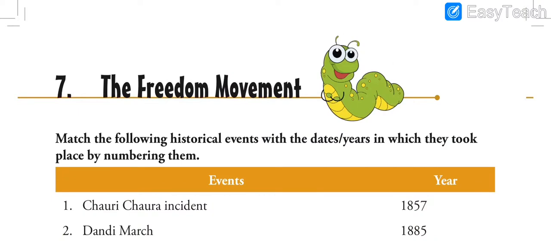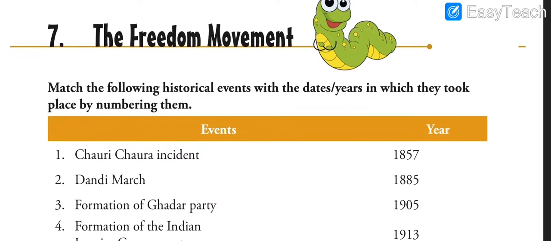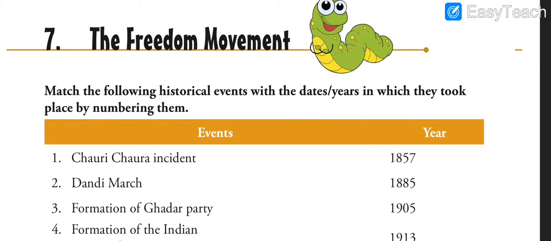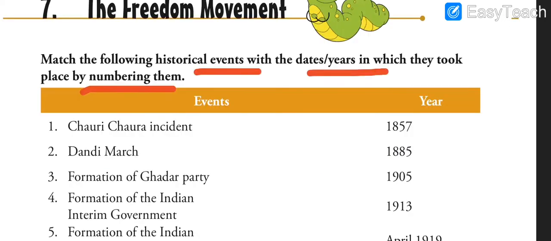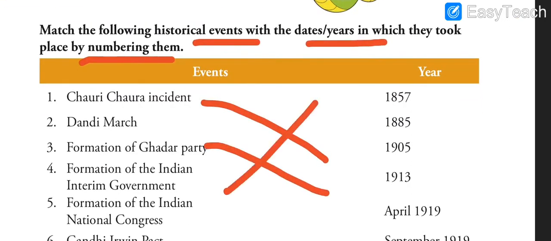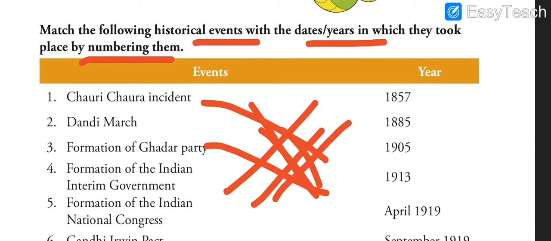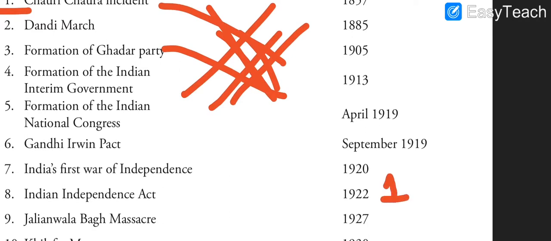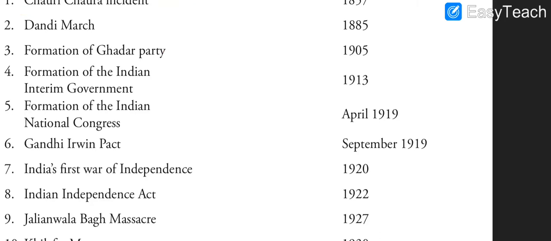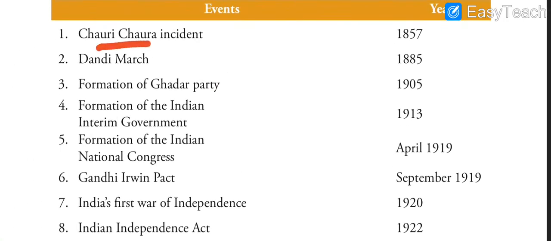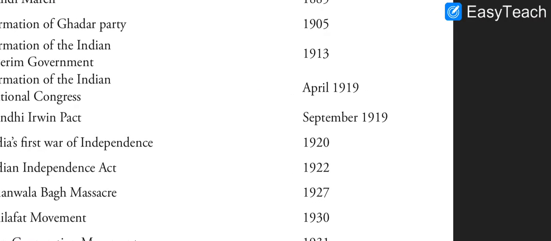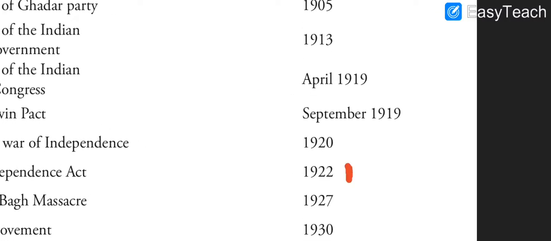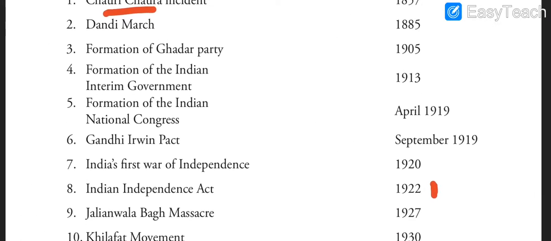we have the freedom movement. In the freedom movement, you have to match the historical events with the dates and years in which they took place by numbering them. You don't have to draw lines. Please don't draw the lines. You have to write the numbers. Suppose this is 1. So Chauri Chaura incident, write 1 in front of the answer. So we'll be discussing this way. So let's start. Chauri Chaura incident took place in the year 1922. So just write 1 in front of 1922.